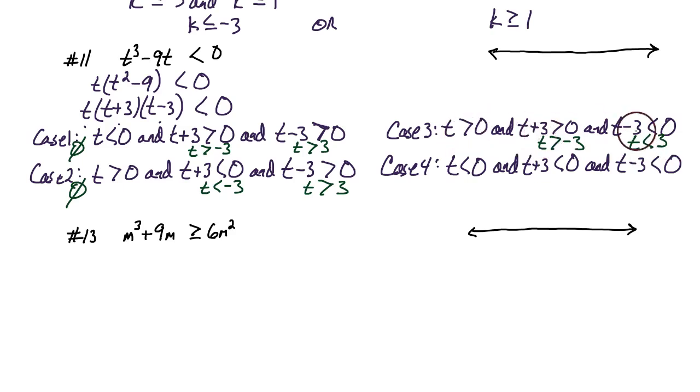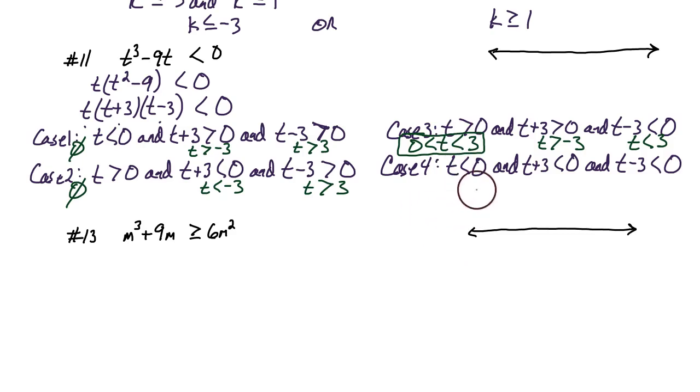Let's read all three of these pieces and think about it. T is a number that's greater than 0, and it's greater than negative 3, and it's less than 3. That's possible. Case number 3 can be written as the compound inequality 0 is less than t is less than positive 3.